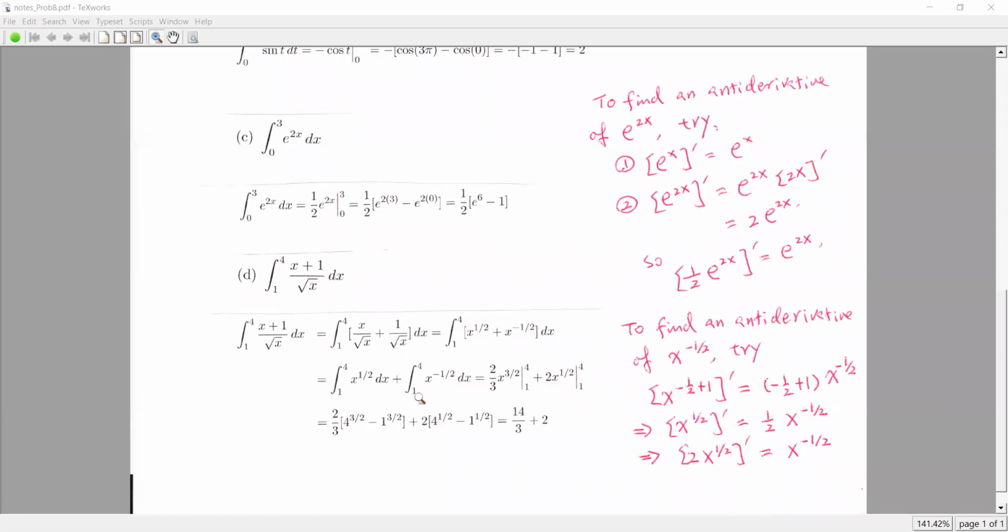To compute these two integrals, I use the fundamental theorem of calculus. Antiderivative of x to 1/2 is this function. Antiderivative of x to negative 1/2 is this function. Now, plug in upper limit in x, lower limit in x, upper limit in x, lower limit in x. Then I have this equation. Simplify this number, then I have this number. This is the answer to part D.